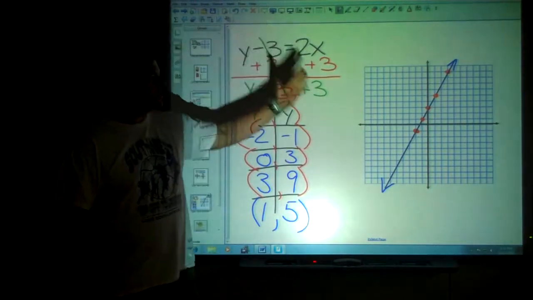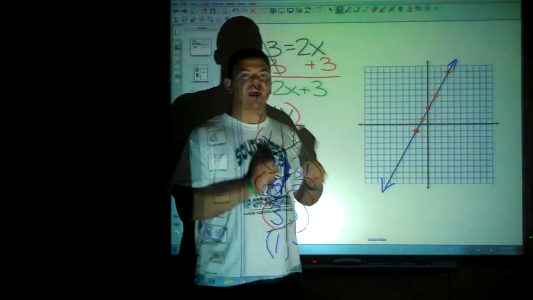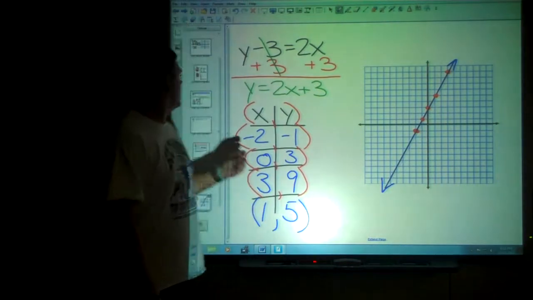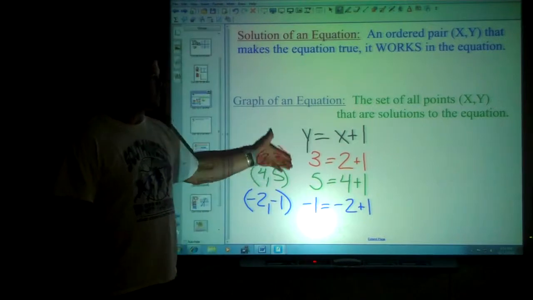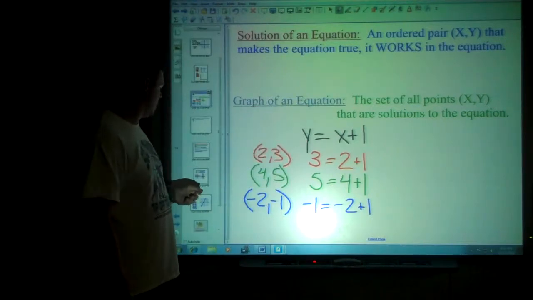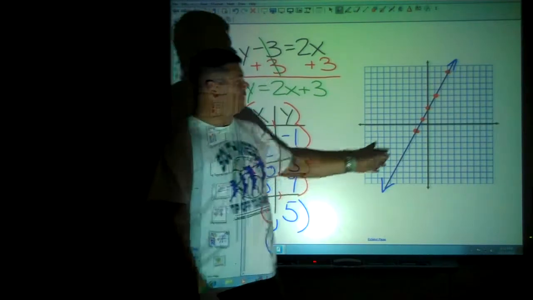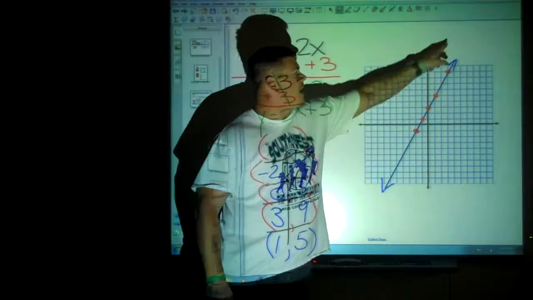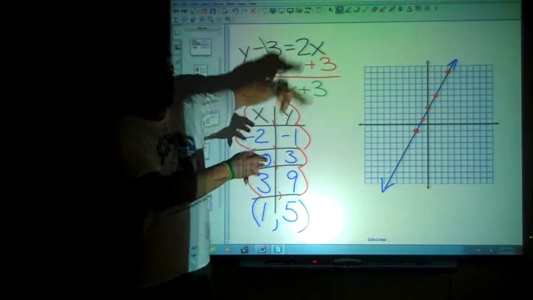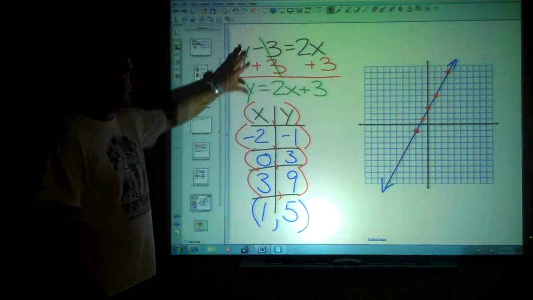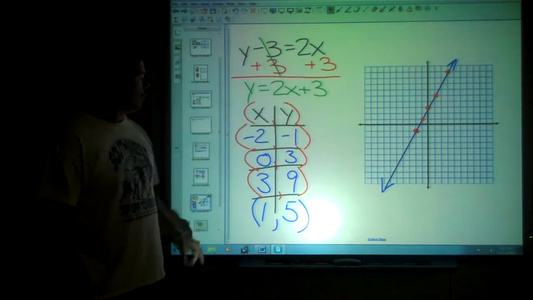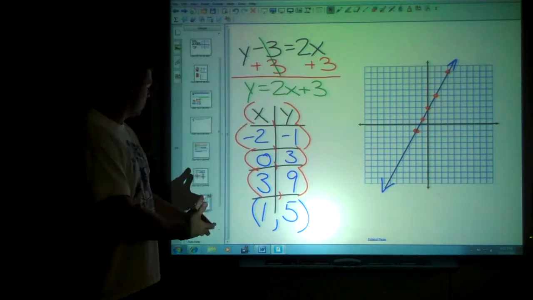There are all kinds. This line right here actually represents every single possible solution. If you recall, we said that the set of all the solutions makes the graph. We can't come up with all the solutions, so we graph some of them, draw the line through them, and the arrow points forever, saying all the answers go forever in both directions. So remember how to make an input-output table and then graph those coordinates. The input-output table creates those coordinates for you.